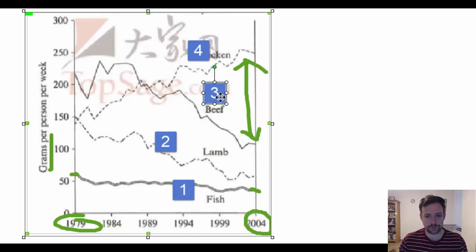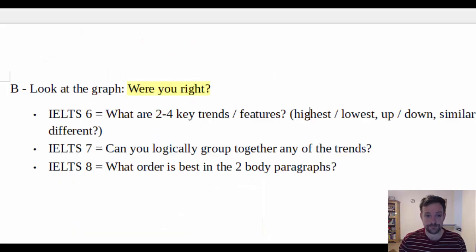Beef, for example, here it wasn't by far the biggest. Okay, but we've got our main trends there, like 1, 2, 3, 4. We've got 4 features. That's the first step. The second step, can you logically group together any of the trends?